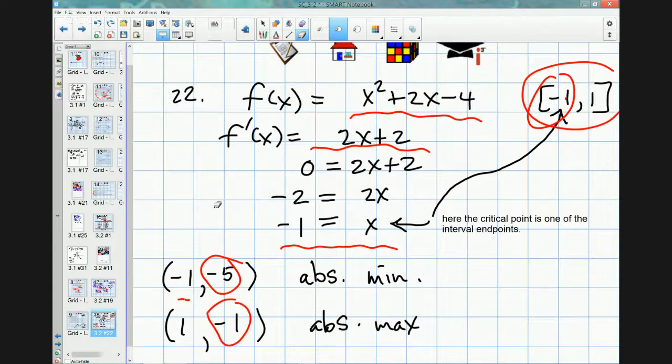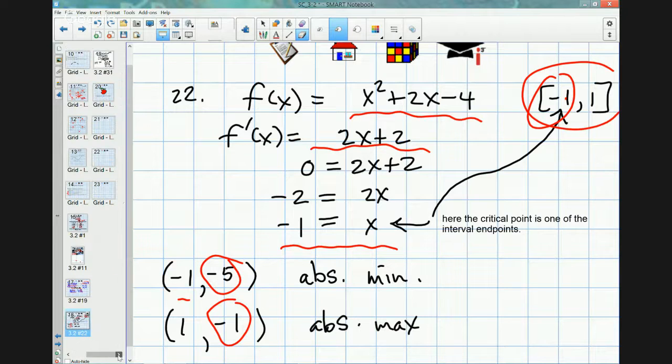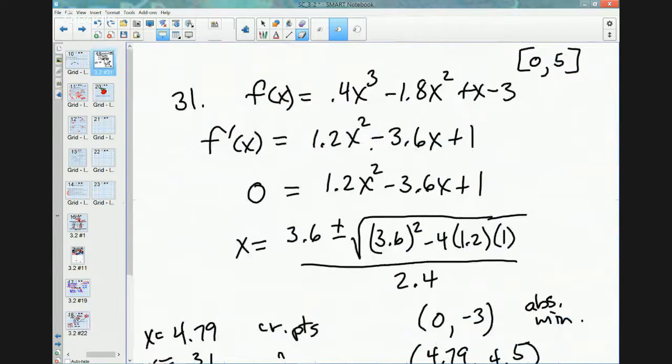So again, that turned out to be fairly easy. I got to just see. Do we have? Yeah, we got another one that maybe is what we need to close with, because it'll show you kind of all the scenarios possible. We will have seen them all now. So on number 31, here's our function, and here's our interval. We are supposed to find the absolute extrema on that interval.